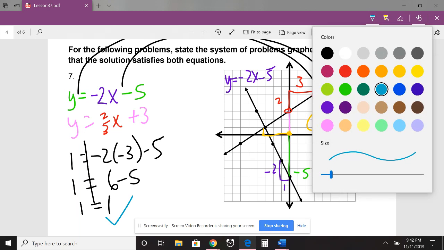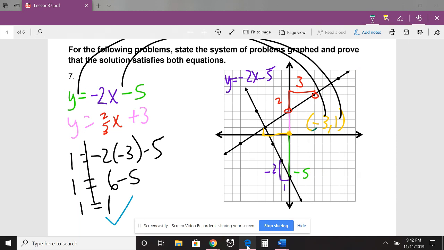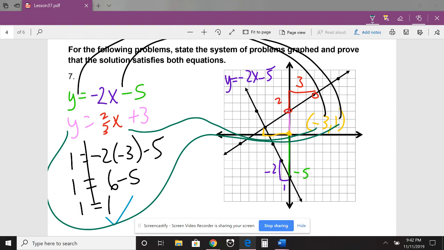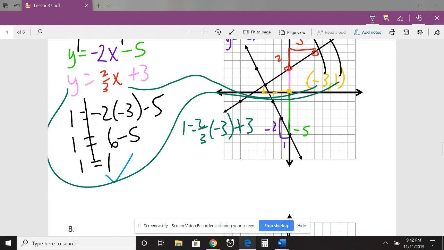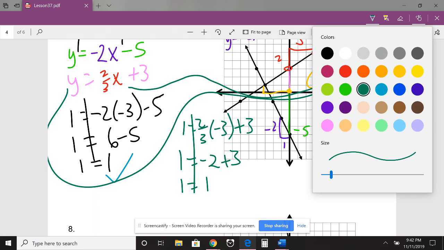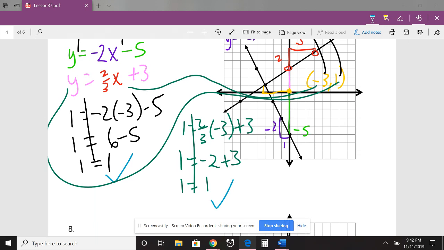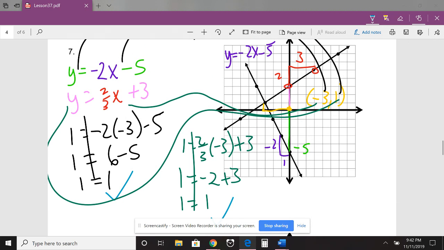All right, now let's plug in the other one. -3 goes in for x. 1 goes in for y. So we have 1 equals 2/3 times -3 plus 3. 2/3 times -3 is -2 plus 3. And that is equal to 1. So that one works too. So that proves that it's a solution to both lines.